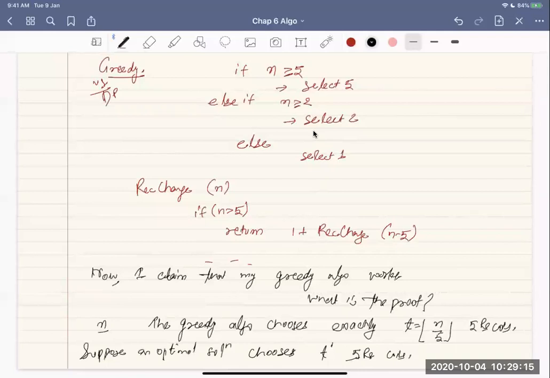Okay. Now, can T prime be larger than T? Is that even possible? No, because greedy is taking as much as possible 5 rupee coins. If T prime is larger than T, immediately the number will be greater than N, right? So T prime cannot be larger than T. If T prime is T, you are going back to the greedy algorithm, right? So in general, T prime has to be less than or equal to T. Yes. Now, if T prime is equal to T, you don't have a problem.